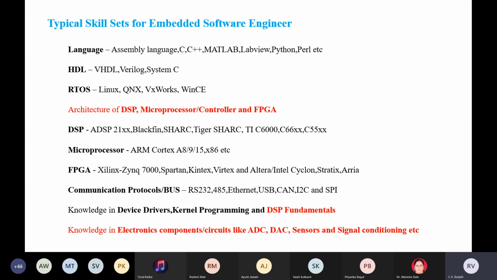Now I'll talk about the skill set for software roles. The other skill set that a software engineer in a product company should have is very good knowledge of electronics components and their behaviors. This is very important, because you need to correct a lot of errors, and for that you need to know how a component behaves, because you need to develop algorithms. Third, without DSP fundamentals you can't do anything there, because you need to do filtering, various kinds of compression, and also encryption. So you should have very good knowledge of DSP fundamentals, okay?